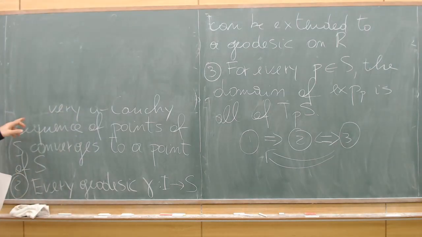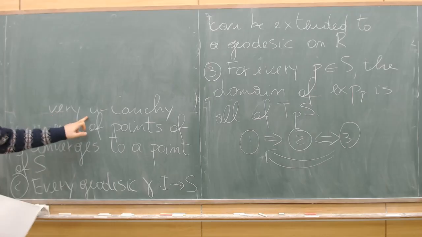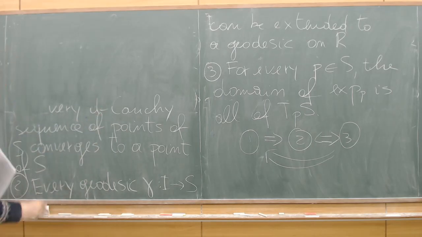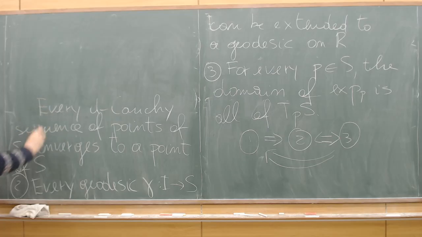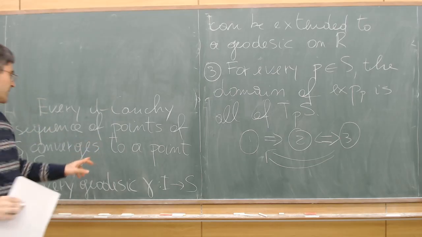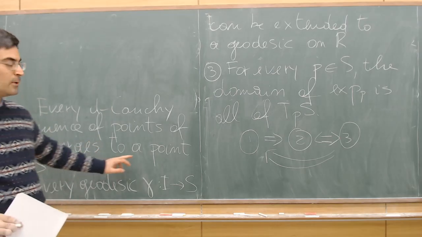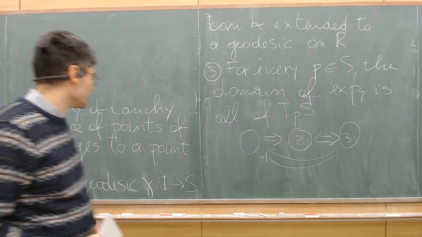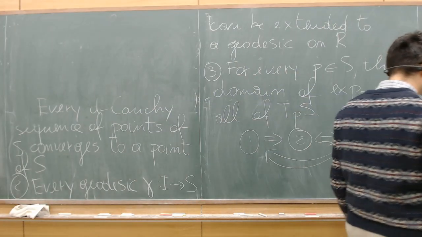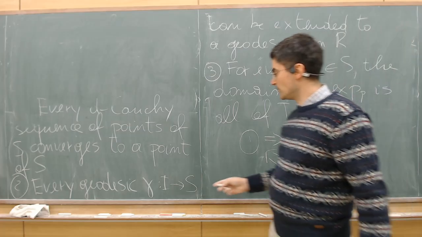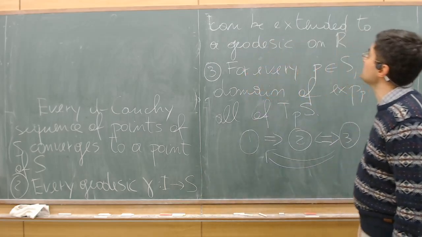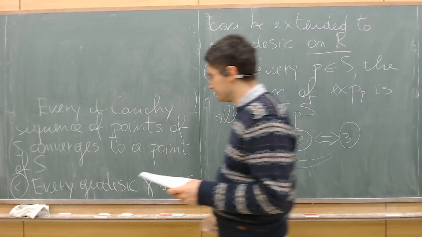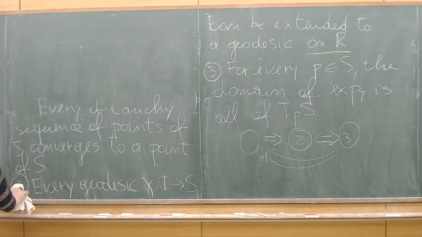Okay, so let's assume that every d-Cauchy sequence of points in S converges to a point of S. This implies that every geodesic gamma, initially defined on an interval I, can be extended to a geodesic defined on R. Unfortunately, I have to erase.